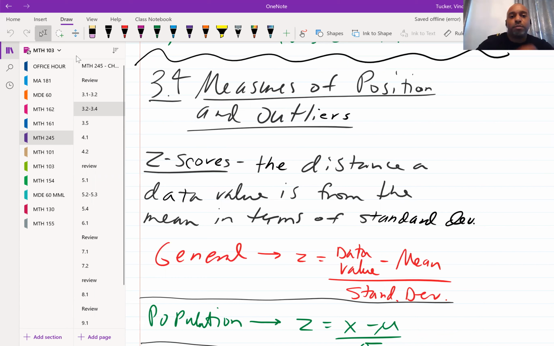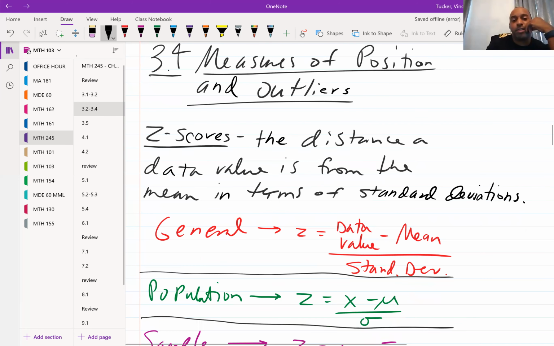All right, so we're looking at measures of position and outliers. Z-scores. So it's not a 2, it is a Z. A Z-score represents the distance the data value is from the mean in terms of standard deviations. There's a general way we can look at our formula. To calculate your Z-score, it's the data value minus the mean, divided by the standard deviation.